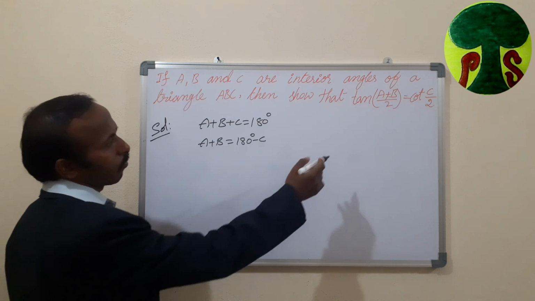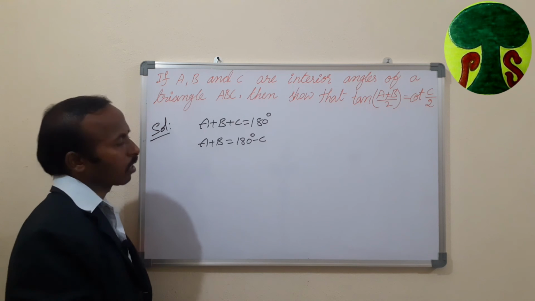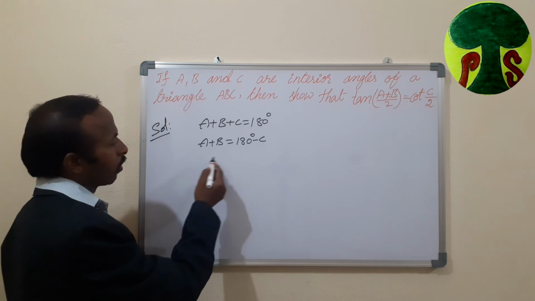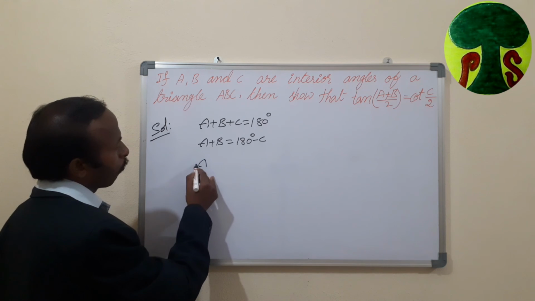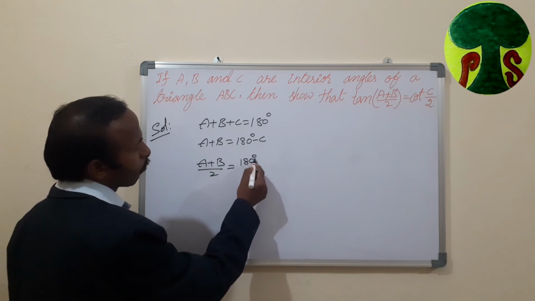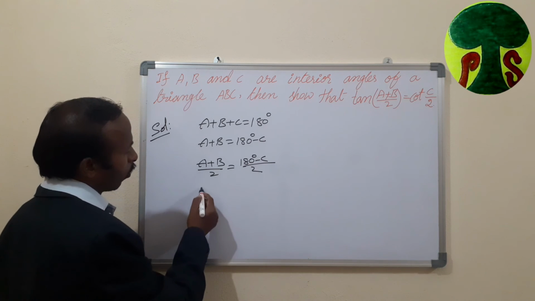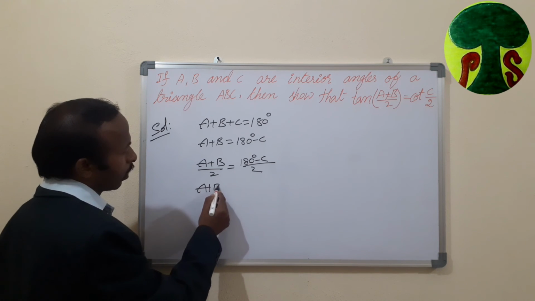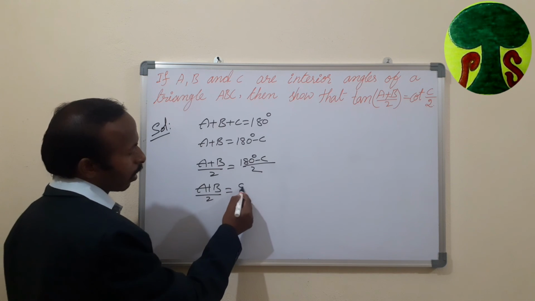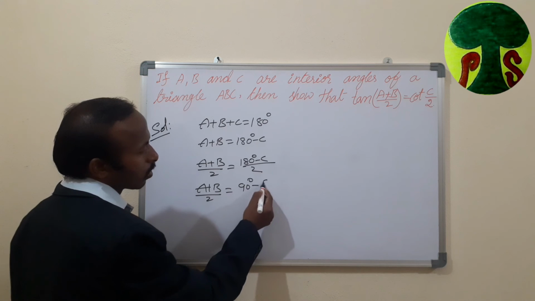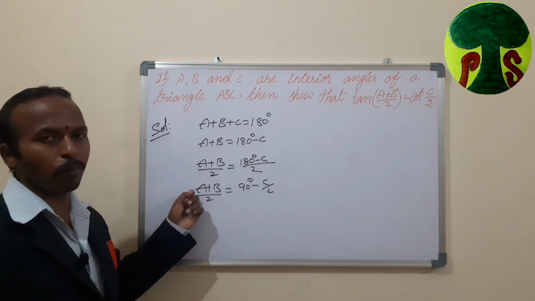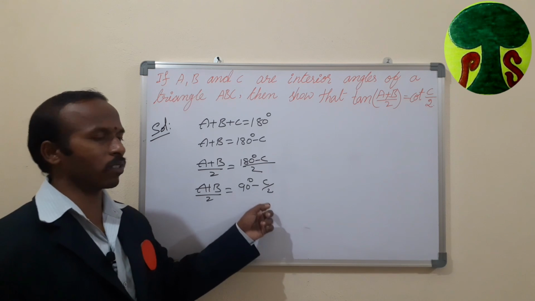See here in the question we require (A plus B) by 2. That's the reason we are dividing the whole equation by 2. So, (A plus B) by 2 equal to (180 degrees minus C) by 2. Now, (A plus B) by 2 equal to 180 by 2, which is 90 degrees, minus C by 2. Now, we got on the left hand side (A plus B) by 2 equal to 90 minus C by 2.